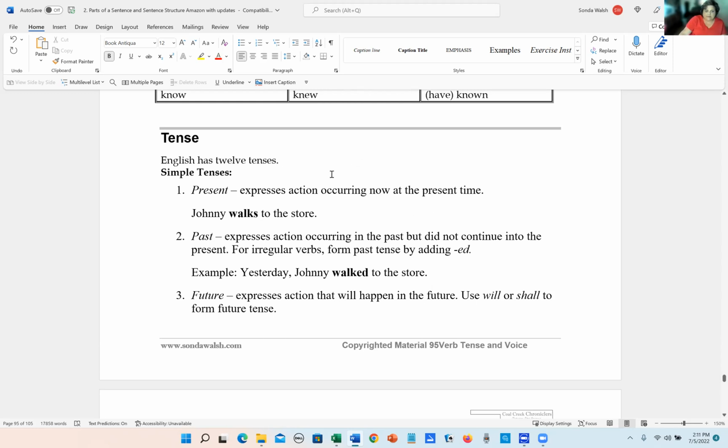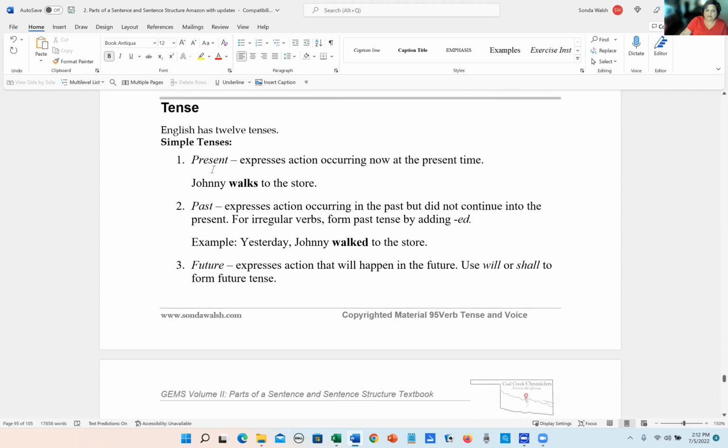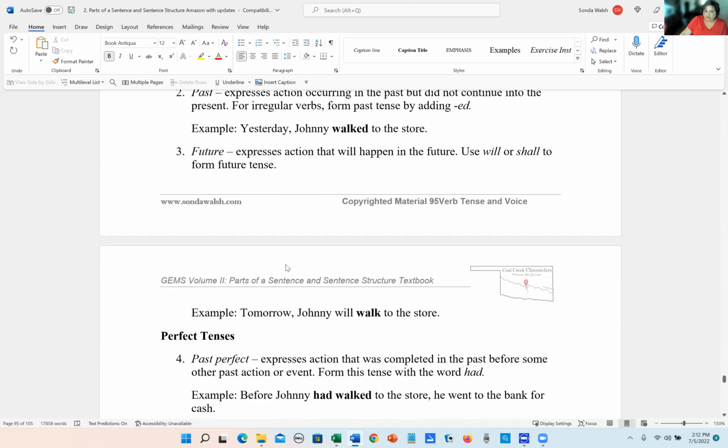All right, let's look at the 12 tenses. I think some books will say there's 16, but we really don't need to learn more than 12 right now. Know that they come in groups of 3. So present, past, and future, always. For each tense, there's present, past, and future. So present tense expresses an action occurring right now in the present time. Today, Johnny walks to the store. Past tense, yesterday, Johnny walked to the store. Future, you just use the word will or shall to form the future tense. Tomorrow, Johnny will walk to the store.